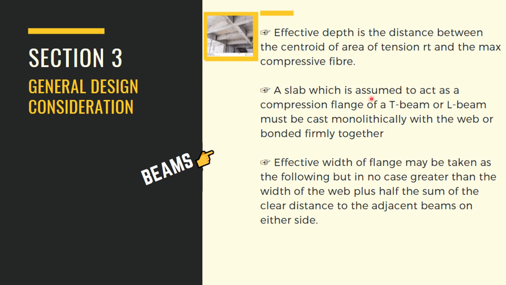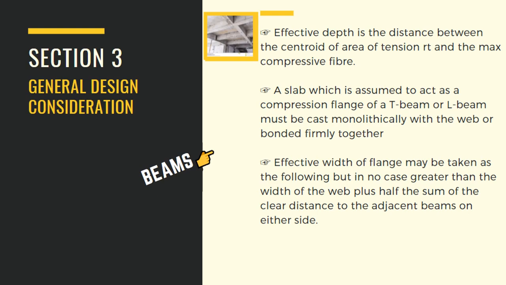A slab which is assumed to act as a compression flange of a T-beam or L-beam must be cast monolithically with the web or bonded firmly together. It should not be cast separately. It should be cast as a monolithic member with the web or bonded firmly together. Effective width of flange may be taken as the following, but in no case greater than the web plus half the sum of the clear distance to the adjacent beams on either side.